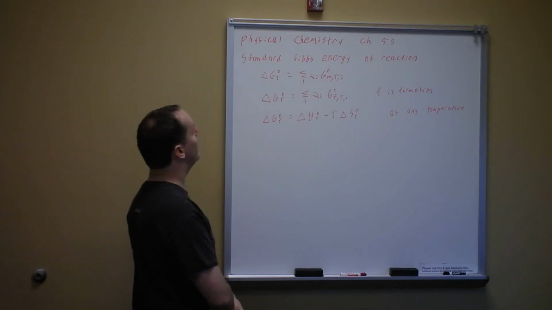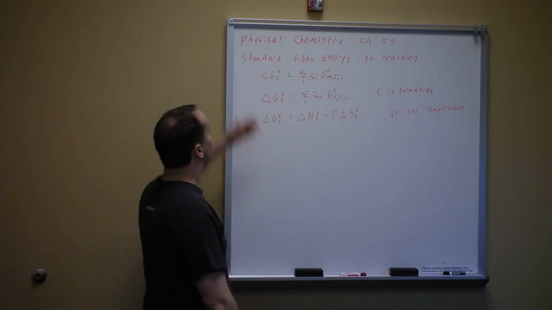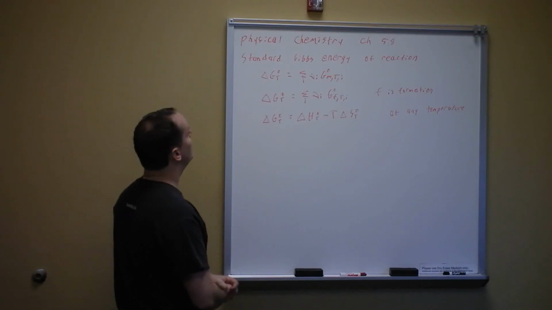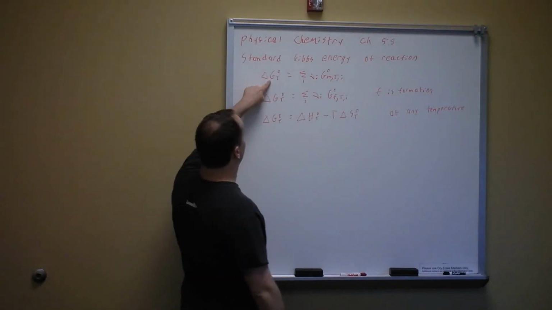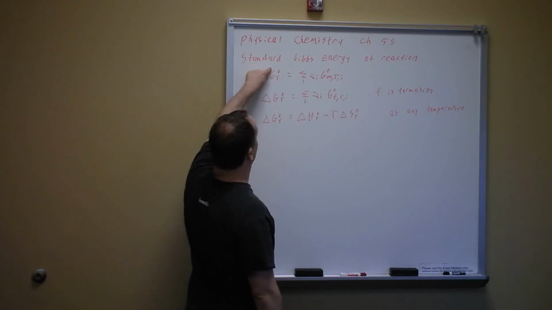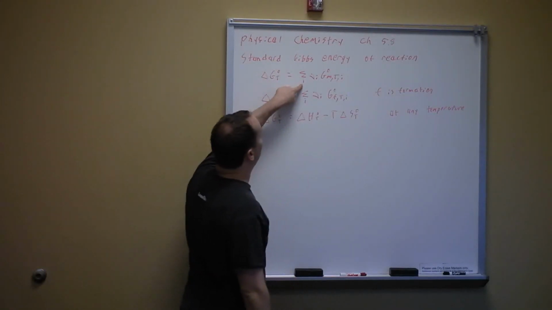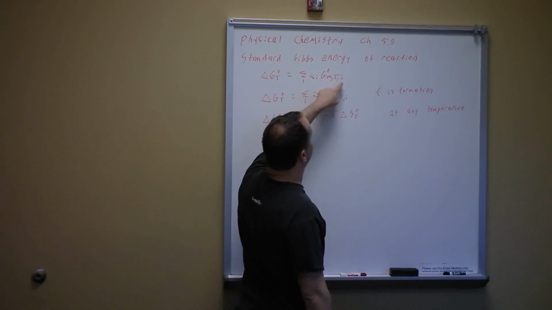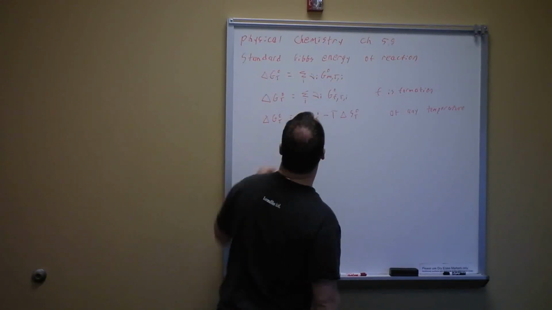Coming up next is Physical Chemistry, Chapter 5. This here is all of Section 8, the standard Gibbs energy of reaction. So we know that the change in Gibbs energy at temperature and 1 bar is equal to the sum over i of nu sub i of the molar Gibbs free energy at that temperature of substance i in 1 bar.